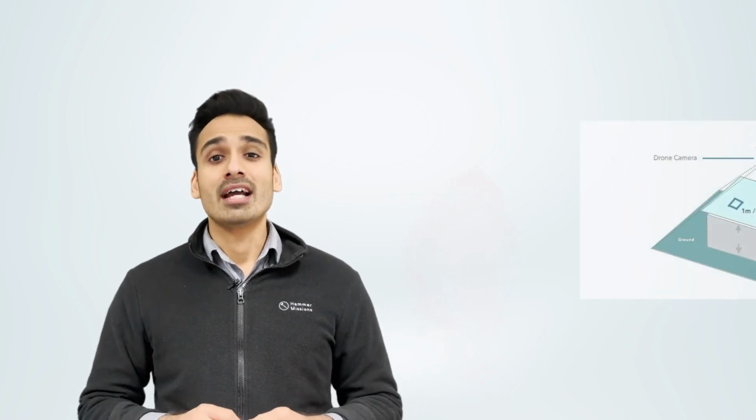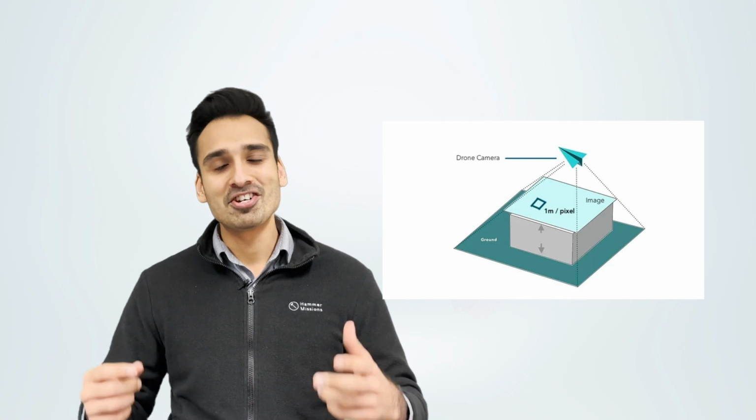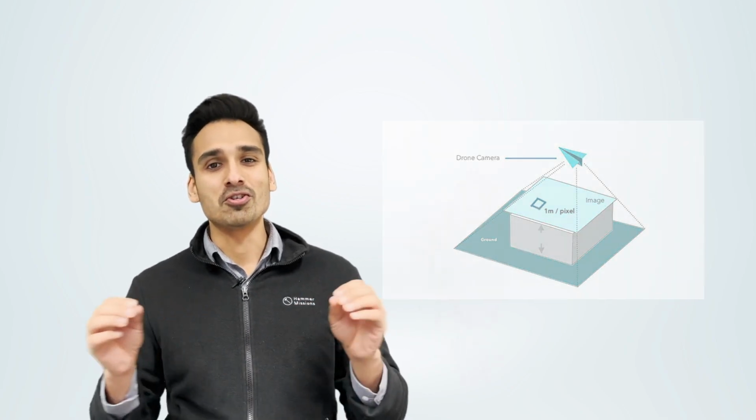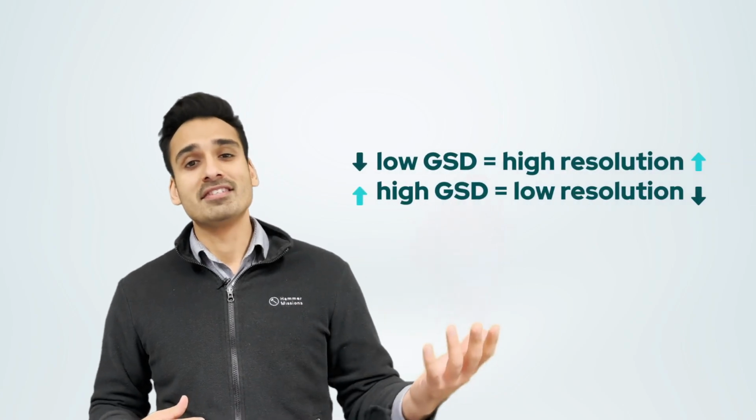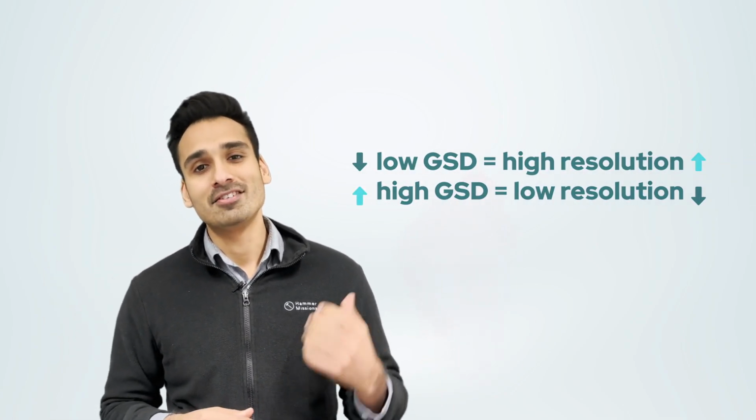Right, the next one's really important, and that's GSD. GSD stands for ground sampling distance. That's essentially the amount of ground covered by the pixels in the image. So if you imagine two different pixels in every image, the amount of ground between each of those two pixels is actually the ground sampling distance. And the lower the ground sampling distance, the higher the resolution of the data, and the higher the ground sampling distance, the lower the resolution of the data. So really important to keep in mind, GSD.